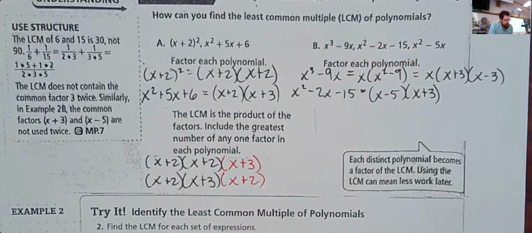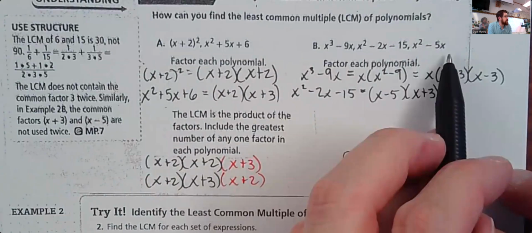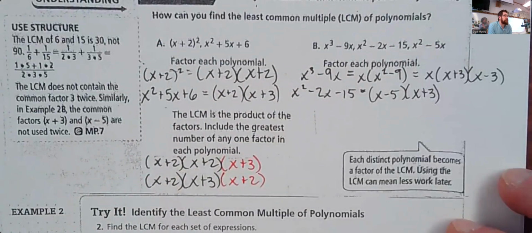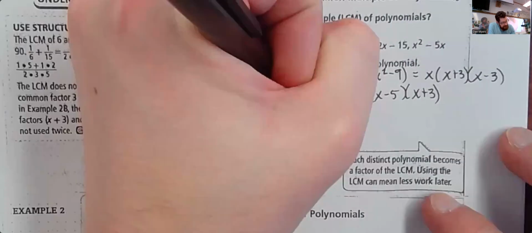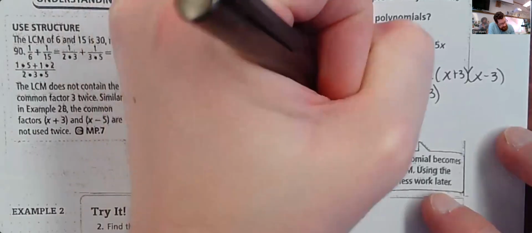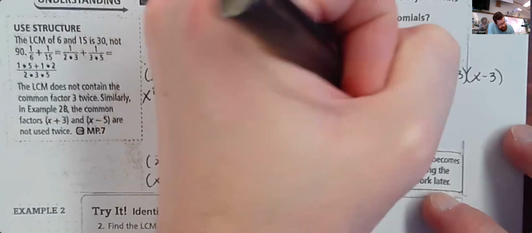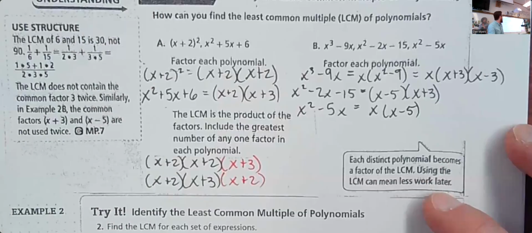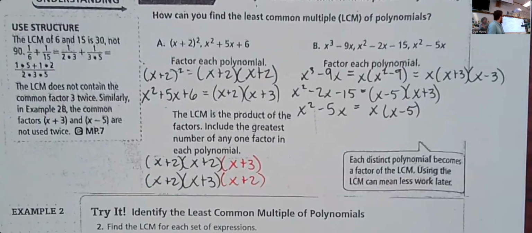And then the third one is x squared minus 5x. So we're figuring out a least common multiple for 3 expressions this time. So x squared minus 5x, we can factor out an x from that one. So that'll be x times x minus 5. All right. How many distinct polynomials do we have here?